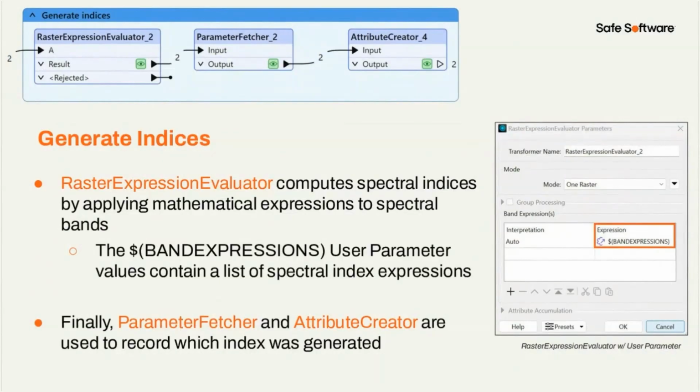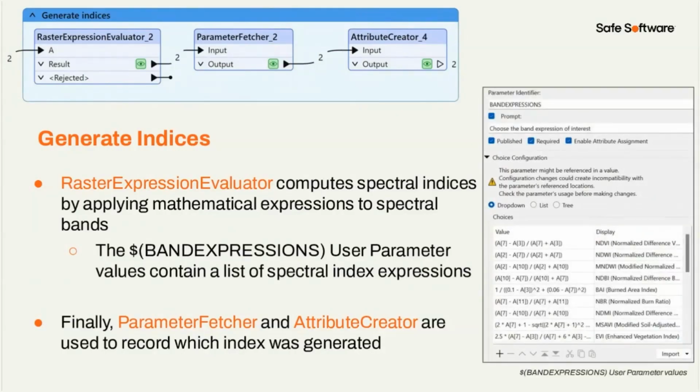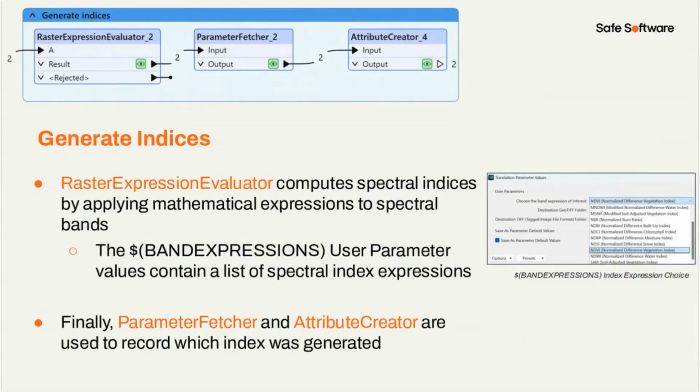We're going to feed the cleaned multispectral datasets into the raster expression evaluator, which allows us to apply these mathematical expressions on a cell-by-cell basis to single rasters or raster pairs. The secret sauce here is actually the band expressions user parameter. This user parameter is configured as a choice user parameter, and it lists a selection of remote sensing indices. The parameter value here is the expression used to calculate that index. So this allows users to select an index expression in the translation parameter value window before running a workspace, as seen on the right.